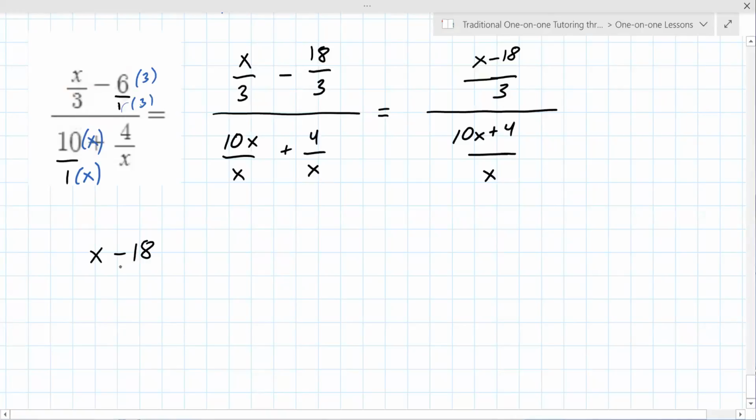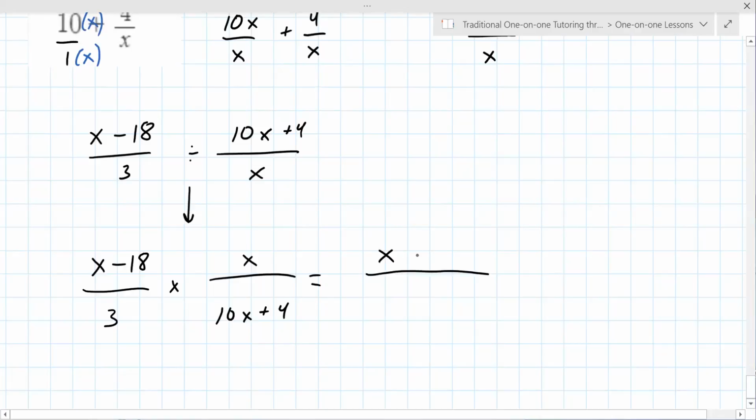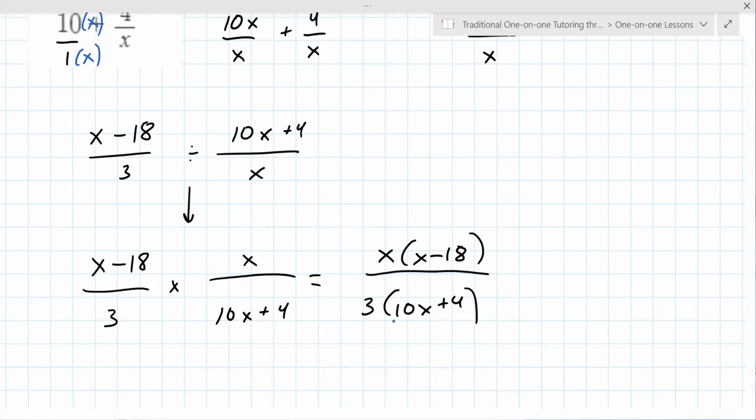Yeah. So now I'm just going to rewrite it. And here we had a problem like this earlier. Do you remember what we changed the division to? Multiplication, and we flip it. So it becomes 10x plus 4, x minus 18, and then a 3 here. So this becomes, and this is in factored form, x times x minus 18. And then on the bottom, it's 3 times 10x plus 4. Okay. Now the bottom could actually be factored a little more. So let me know if that doesn't work, because we can look at it again in a little more detail.